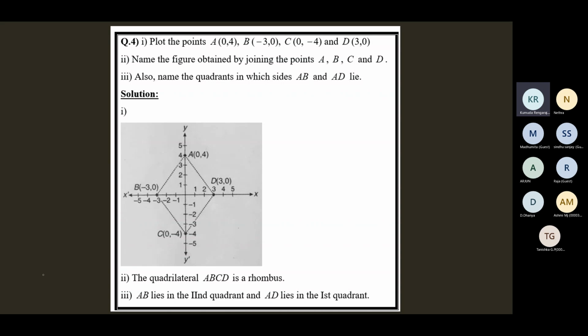But what is the special name? Name the figure obtained. The figure is a quadrilateral. But can you give any special name to the quadrilateral? What is the special name you would give the quadrilateral? Rhombus, ma'am. Why is it a rhombus? All sides are equal, ma'am. How do you know that all sides are equal? Ma'am, the diagonals are equal. No, the diagonals are not equal.